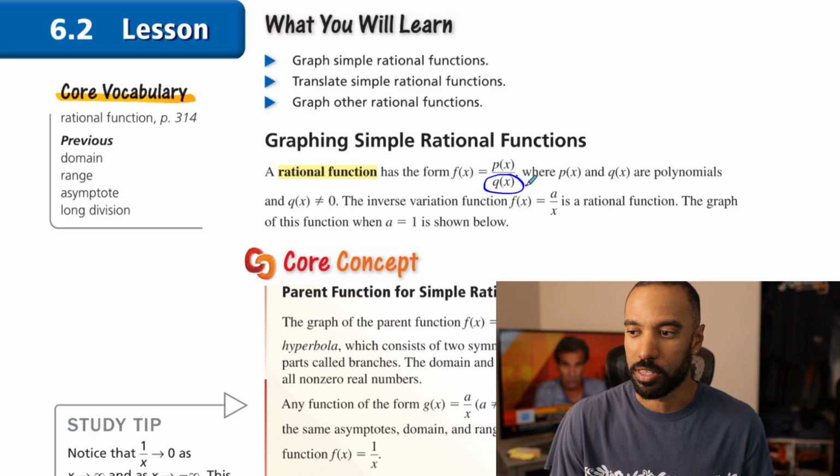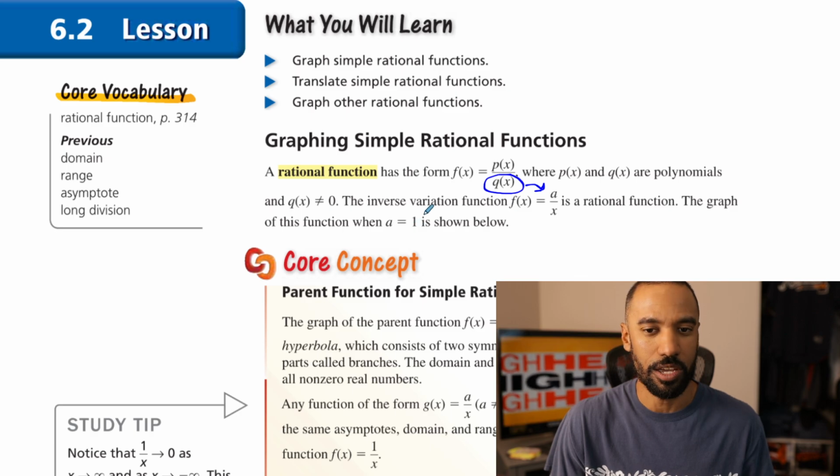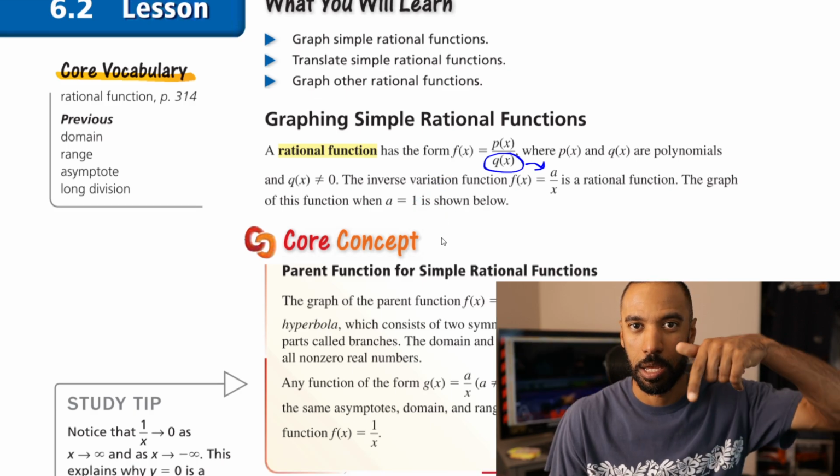The inverse, I should keep reading. The inverse variation function f of x equals a over x is a rational function. So this is an example one with the variable there. The graph of this function when a equals 1 is shown above.